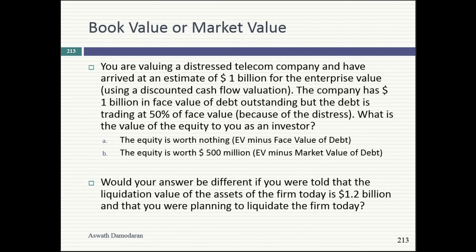I'll give you two answers, and you tell me which one is a better estimate of the value of your equity. In the first, I subtract out the book value of your debt. $1 billion minus $1 billion is zero. In the second one, I subtract out the market value of your debt, in which case your equity is worth half a billion. Should I subtract out book debt or market debt to get to equity? You see, when we did cost of capital, it was a no-brainer. Always use market value of debt to get weights. Now you come up with the value of the firm, and I'm revisiting the debt. Should I subtract out book or market?